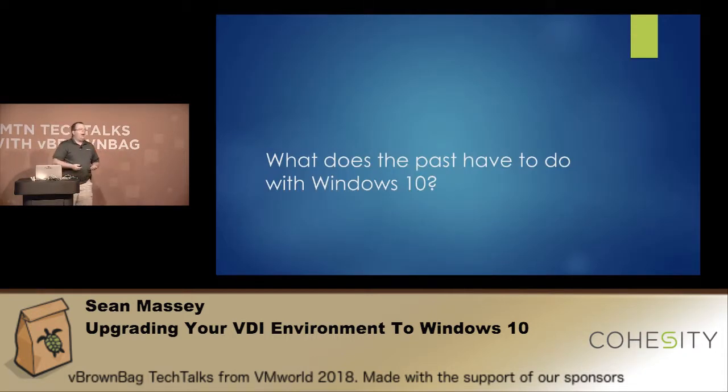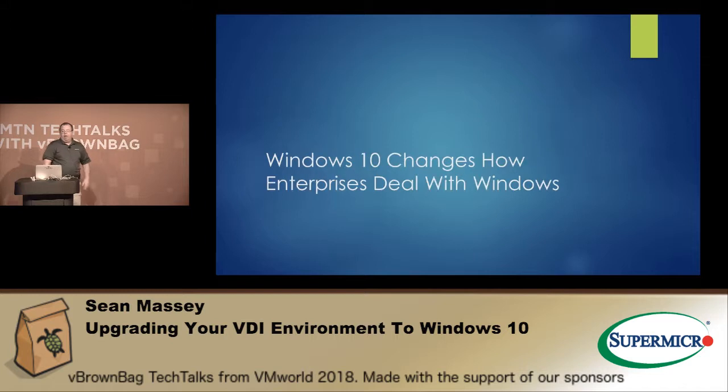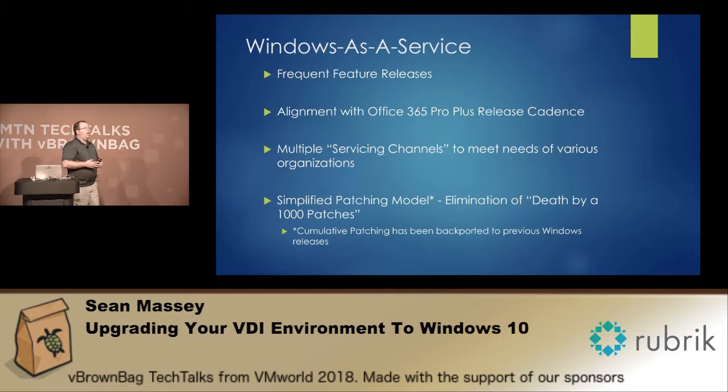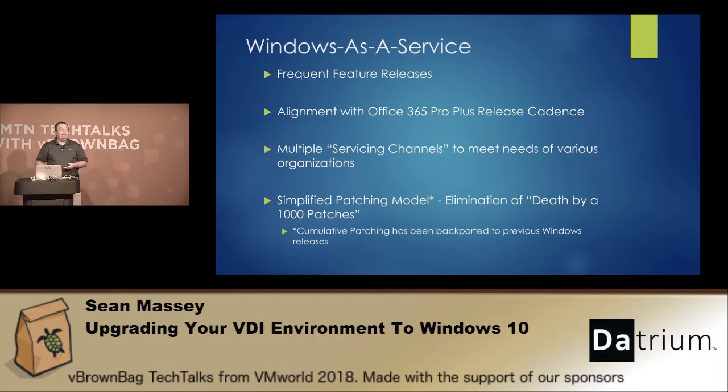So what does all this have to do with Windows 10? Everything that we know about Windows and how we've managed it, how we've deployed it, changes with Windows 10. The first thing is that we go to a new release model. Windows 10 changes from the big release, couple small service packs, big release, to an ongoing release model, where we have frequent feature releases, along with our monthly security updates. It also aligns with the Microsoft Office 365 release cadence. So when a new major version of Office 365 drops, there's also going to be a new major version of Windows 10.